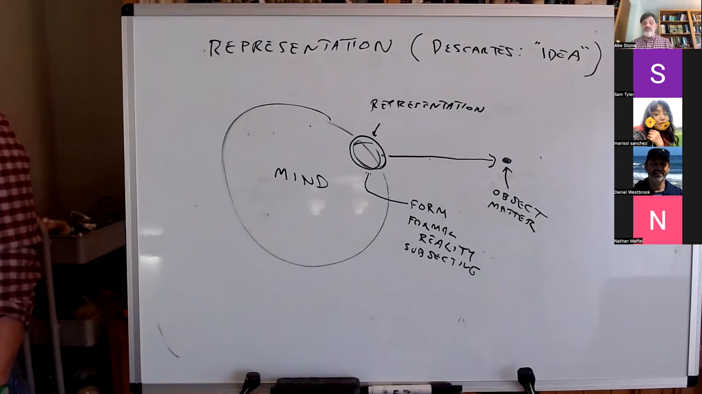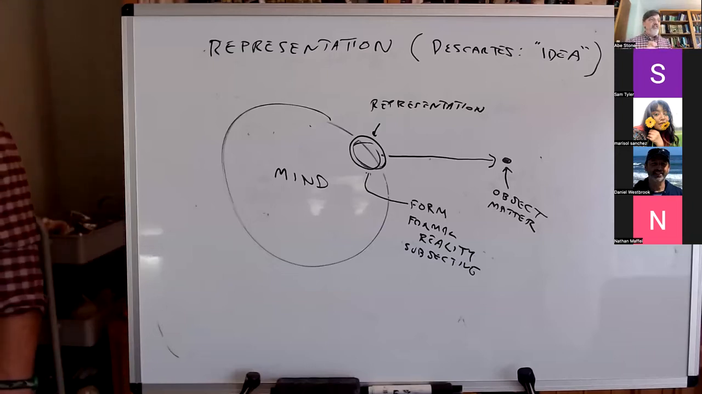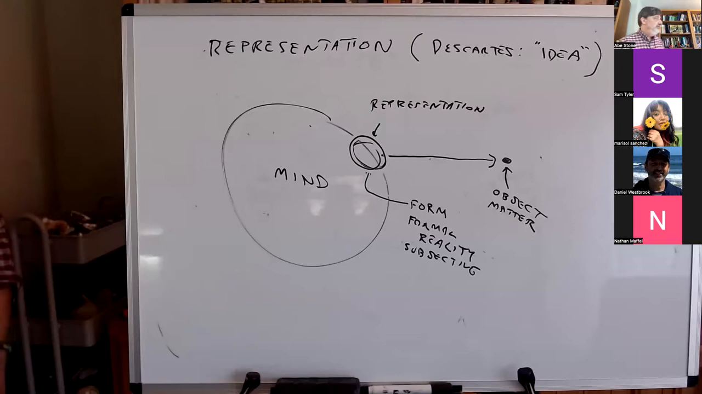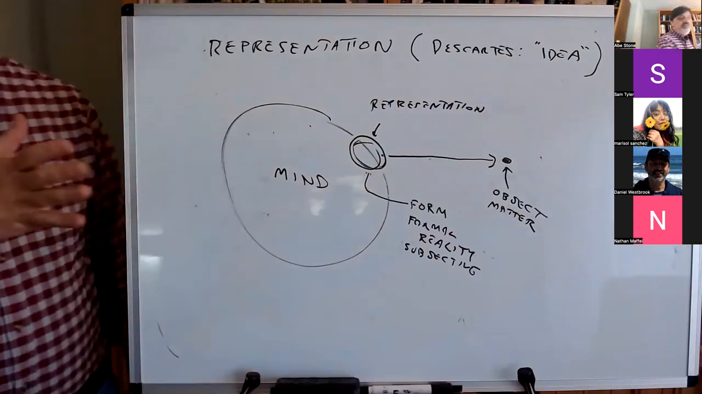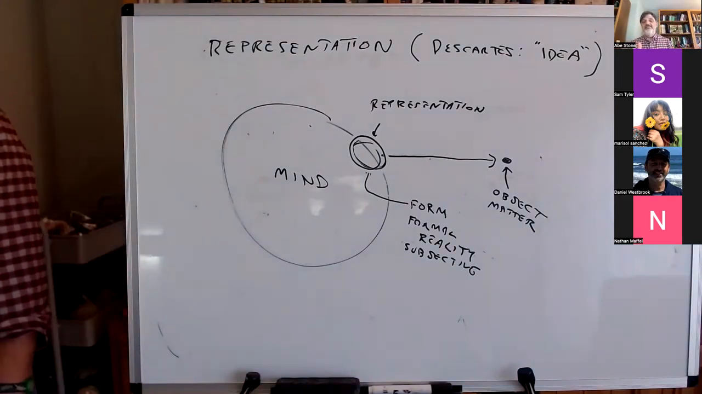So if the representation is the concept dog, or, well, maybe I shouldn't use that example. If the representation is a representation of what's affecting me now as a dog, so I'm seeing something and I see it as a dog, then what it's about is that dog. So its object is a dog. Or you could say its matter is a dog.